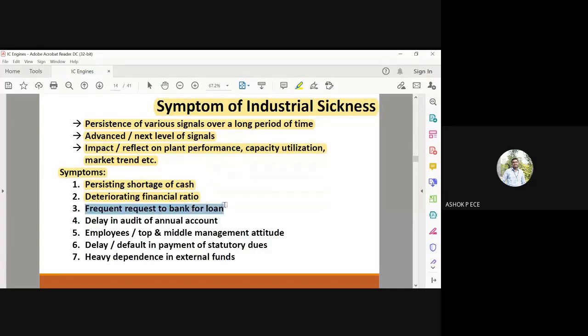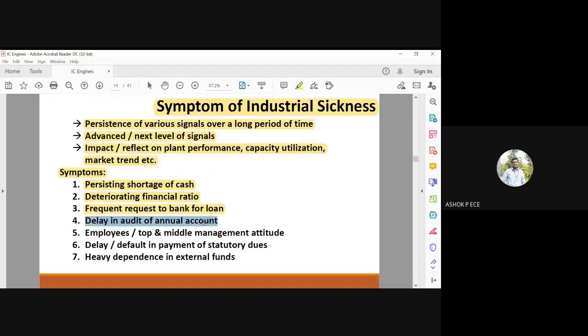Frequent request to bank for loan. So if one bank denies, you ask another bank for a loan. To settle this loan, you get a loan from the next bank. So it keeps on continuing. Okay, so frequently you approach financial institutions to cover for the wrong things you have done.